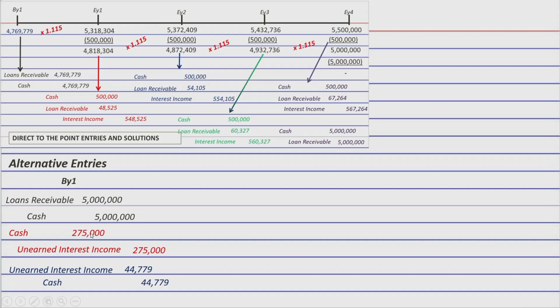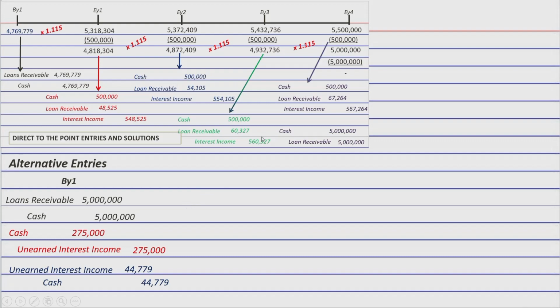So even if these are your entries at the beginning of the year, if you are asked what the loans receivable balance is, you cannot say 5 million, because the answer should be the 5 million minus the unearned interest income, which is the net of these two. If you do that, the resultant will still be 4,769,779, which is the same with this one. You can check on that. Now, let's move on.